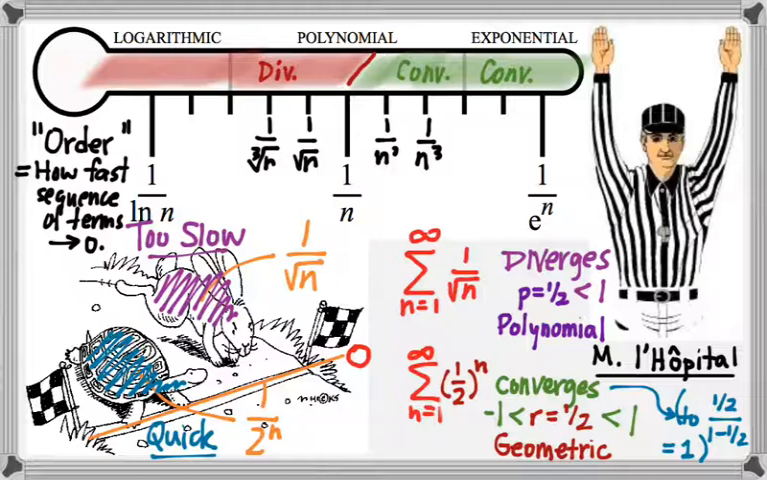But the point is that if we know how quickly a sequence of terms approaches 0, and we can compare it to how quickly maybe one of these two sequences of terms approaches 0, then we should be able to compare one sequence to another and make a conclusion on whether or not it converges or diverges based on that comparison. So let's just start with a simple example.